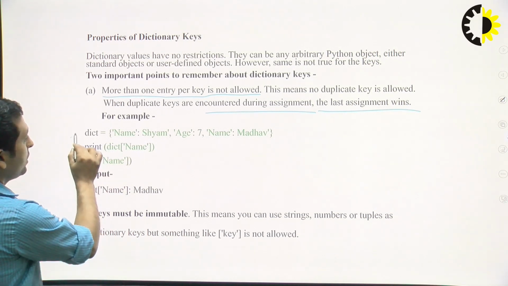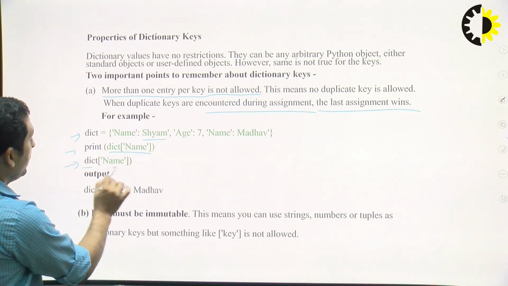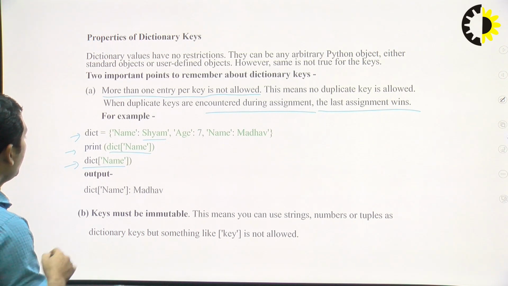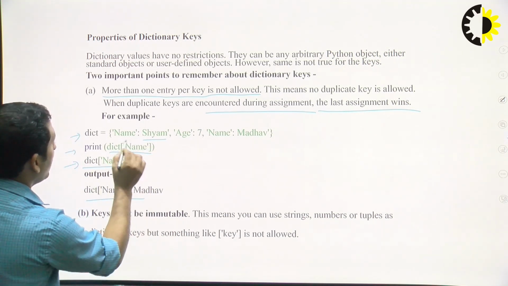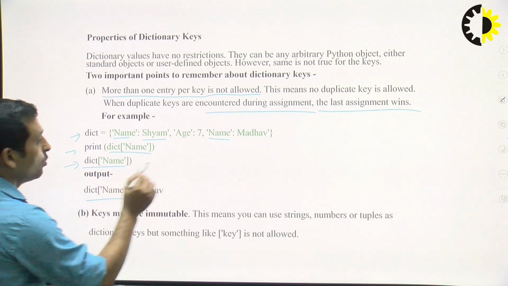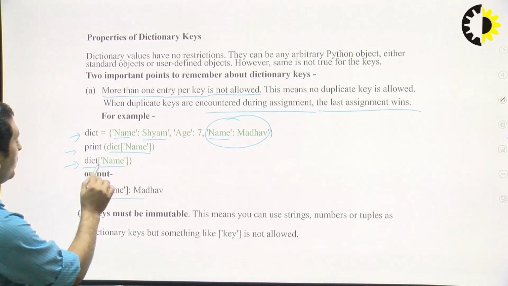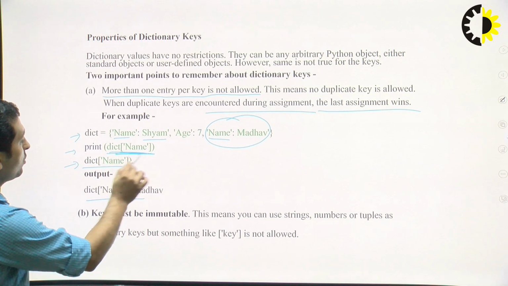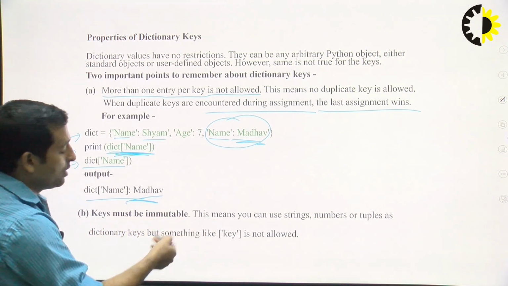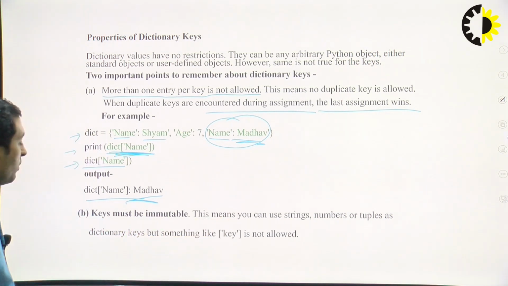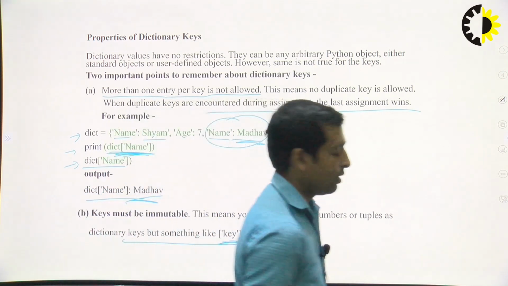Just like here, this is a dictionary. Print dict name, it will print Syam. Now name and name here both have the same key, so at last this will win: name Madhav will be assigned to the name. So here when we print the dict name, Madhav wins. And keys must be immutable, as discussed before. This means you can use a string, number or tuple as a dictionary key, but something like a list is not allowed. This must be remembered.